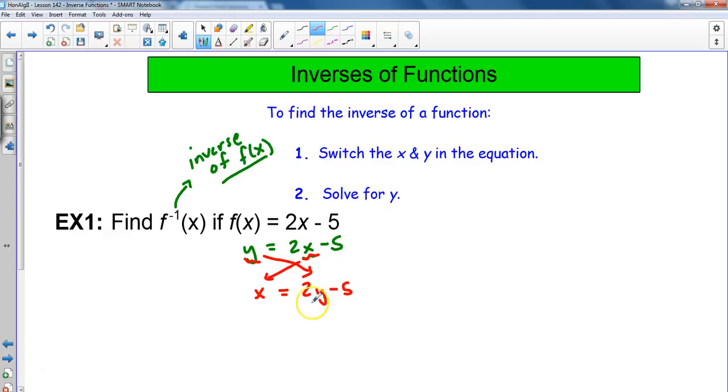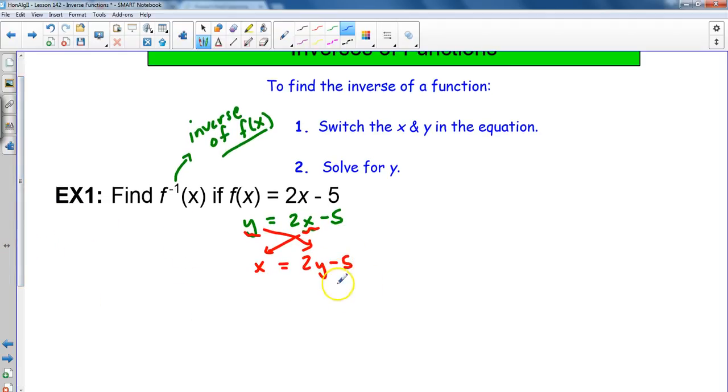And then from there, we want to solve for y, or in other words, get y by itself, or isolate y. So in order to do that, we need to undo what's being done to it. So first thing, order of operations, when we're working backwards, we start by getting rid of addition and subtraction. So here we've got a minus 5. I need to add 5 to both sides. So I get x plus 5 is equal to 2y. And then we want to get y by itself, so we divide both sides by 2.